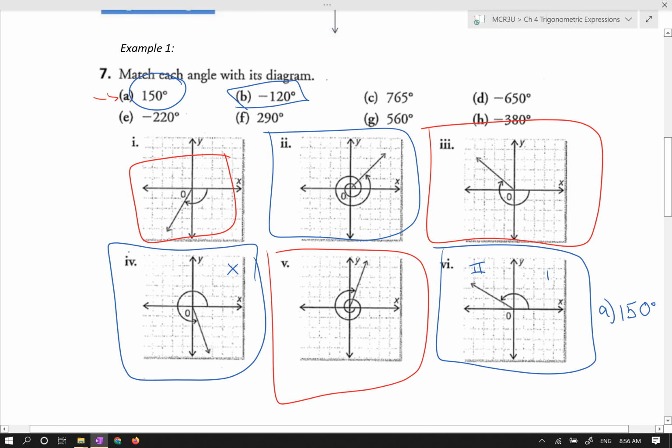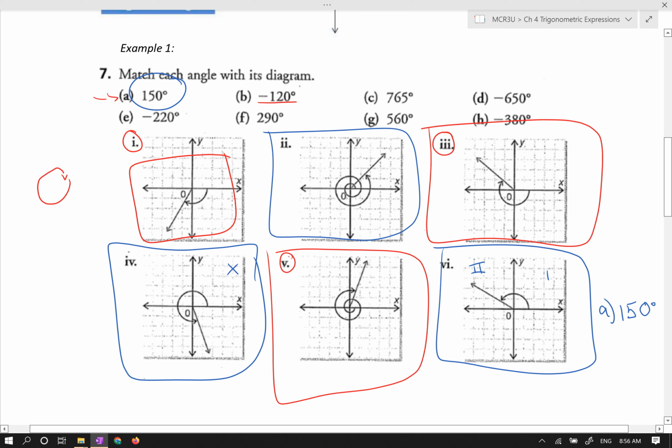So B, we know we're working with a negative angle. It's a negative angle because there's a negative sign in front of the 120 degrees. And if it's a negative angle, that means we're working in a clockwise direction. Okay, if we're working in a clockwise direction, then our options are option 1, option 3, and option 5.